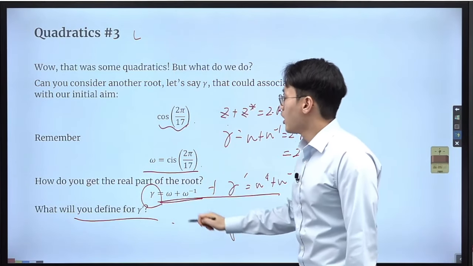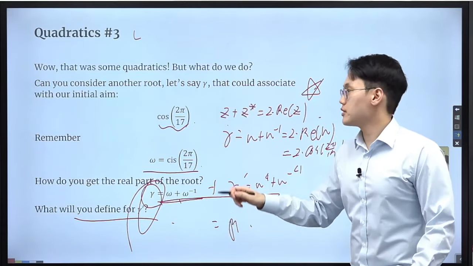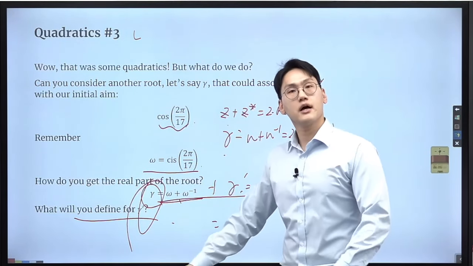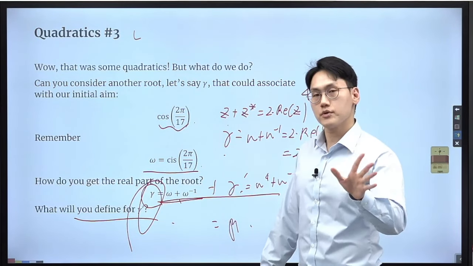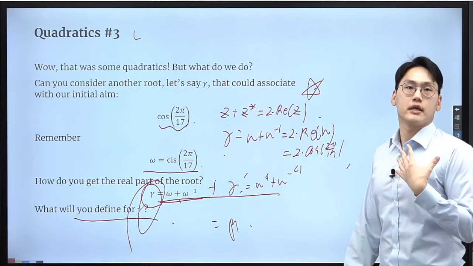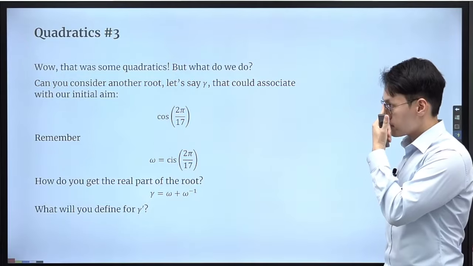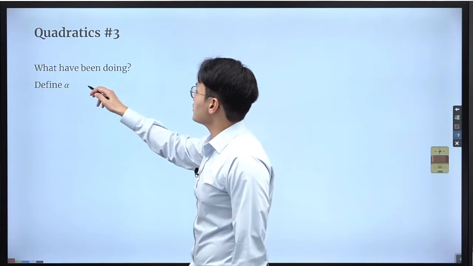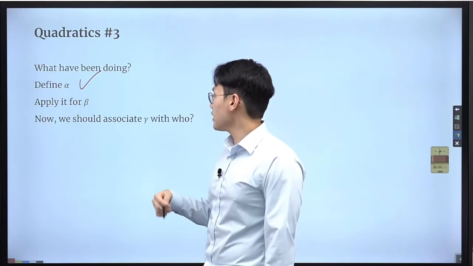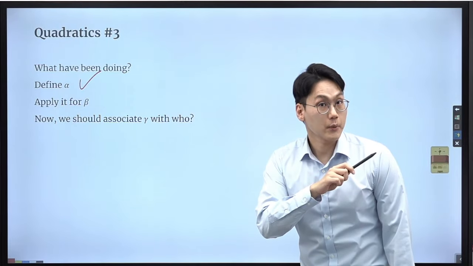So if I can come up with a quadratic with this gamma and gamma prime, and its solution will lead into the cosine 2 pi over 17, and if I can find the exact value of it, then boom. According to Gauss, back in the day when he was around 20s, proved this and then became a superstar, we now know that it is constructible for the 17-gon polynomial. Okay? Very good, very good. So what have we been doing? We defined the alpha, we made it out of a bunch of the omega, and then they applied for the beta, and now what should we associate with the gamma? Very good. We're going to associate with beta, right?